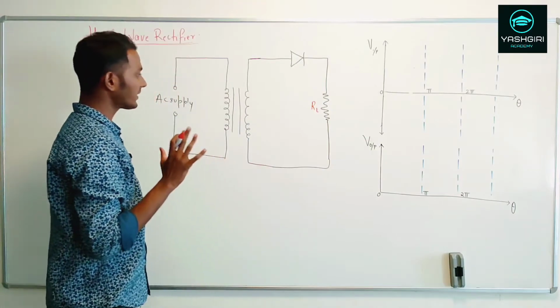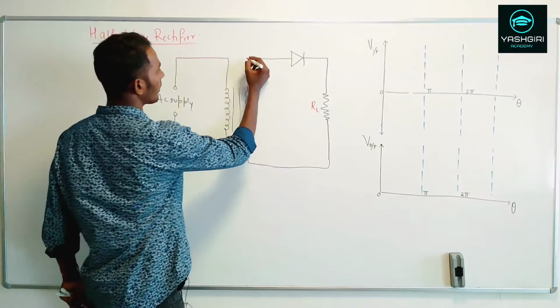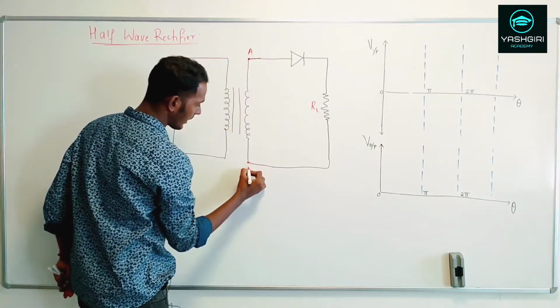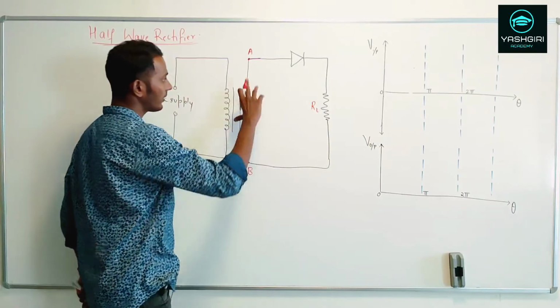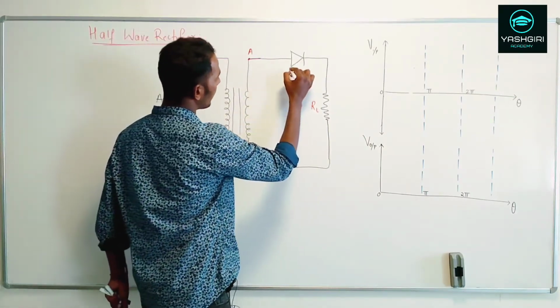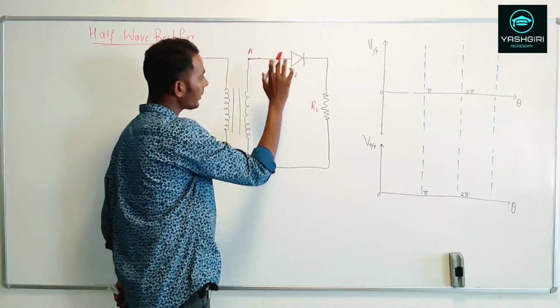Okay, so this is the setup. We have a transformer. Let me put up a naming over here. We have A and B, which are the secondary winding. This is my secondary winding over here. And let Rf, small rf, be the internal resistance of this diode.